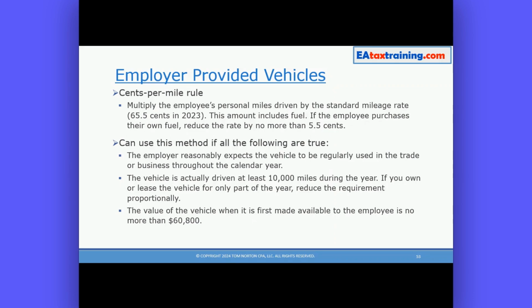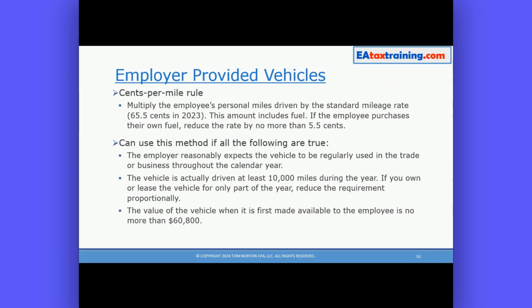Next is the cents per mile rule. This is much more common and much more popular. Here you multiply the employee's personal miles driven by the standard mileage rate, which changes every year. Sometimes it changes more than once a year. But for 2023, the rate was 65.5 cents for the entire year. This amount includes fuel. So if the employee purchases their own fuel, then you can reduce that 65.5 cent rate by up to 5.5 cents. So you can make it 60 cents a mile if the employee is buying their own gas.